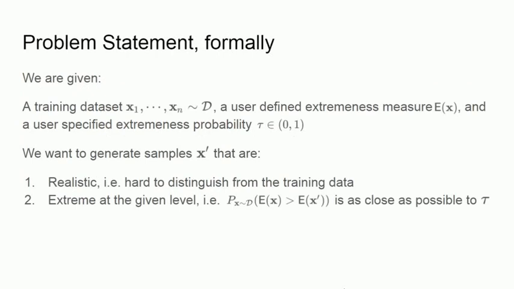We now have the tools to define the problem statement formally. We are given a training dataset x1 to xn sampled from an unknown distribution T, a user-defined extremeness measure E of x, and a user-specified extremeness probability tau in (0, 1). With this, we want to generate samples x prime that are 1. Realistic, that is, they are hard to distinguish from the training data, and 2. Extreme at the given level, that is, the probability that the extremeness measure of a randomly drawn sample from the distribution exceeds that of x prime is as close as possible to tau.